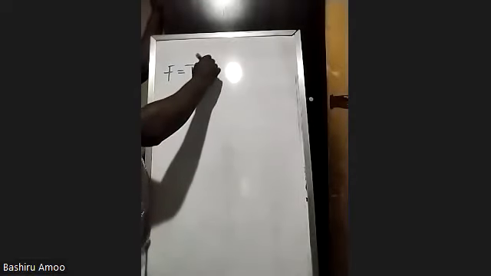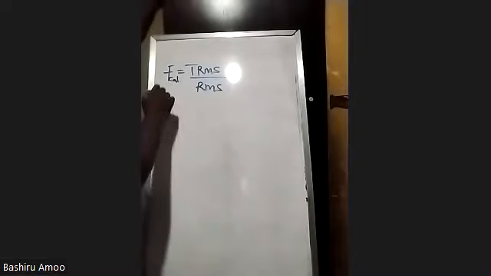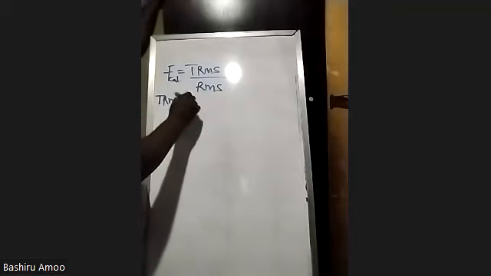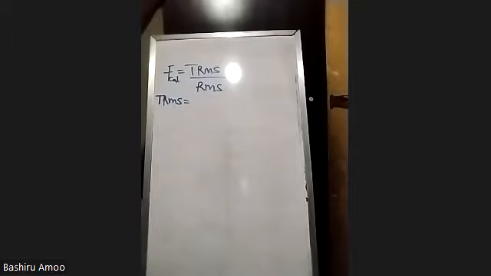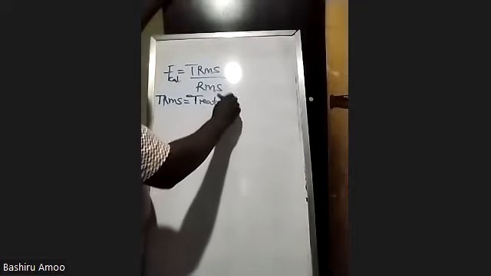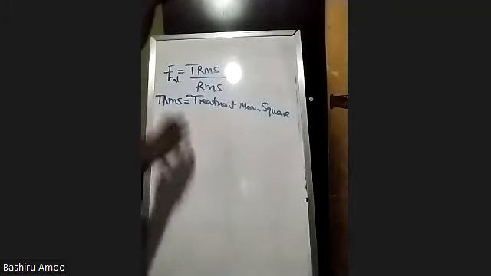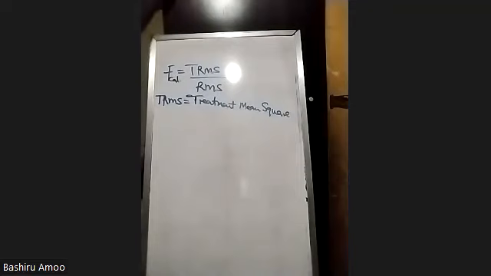So in the computation of the F calculated value, we have TRMS divided by RMS. So this is the calculated value. TRMS is the same thing as treatment mean square. Let me just explain the formula, but by the time we begin to solve, you will understand more.